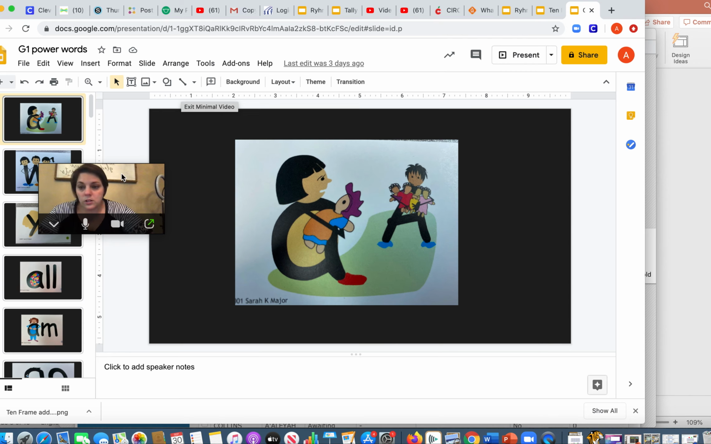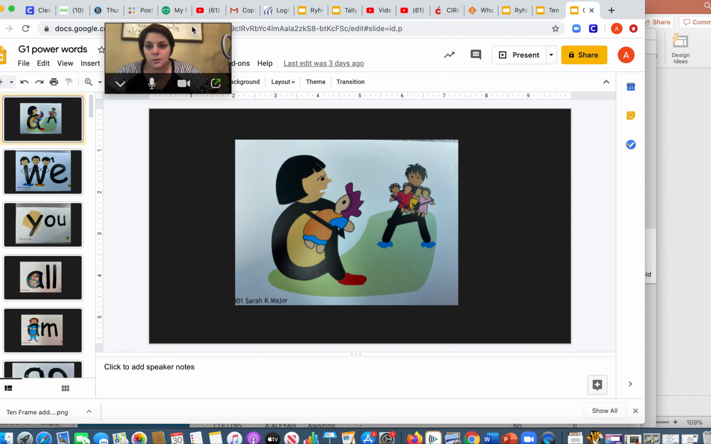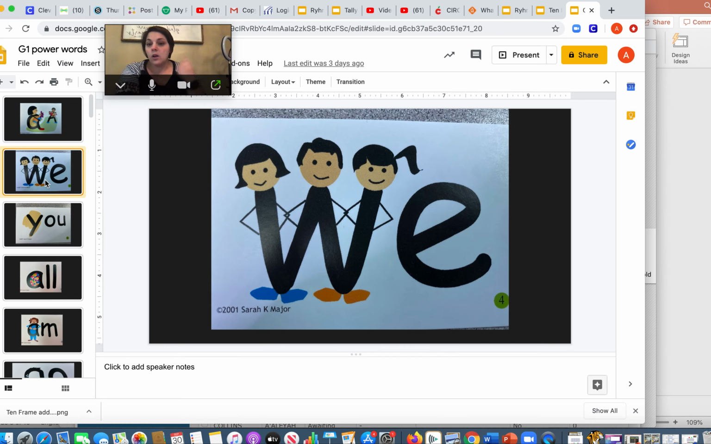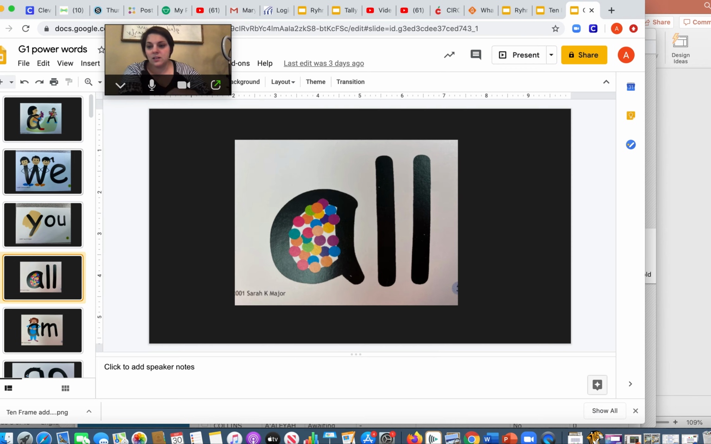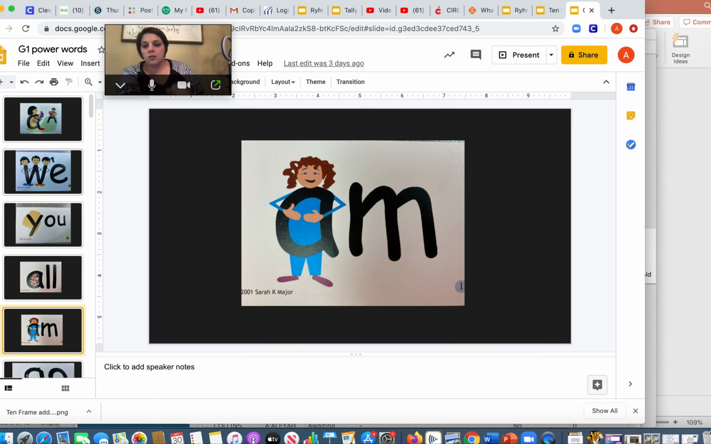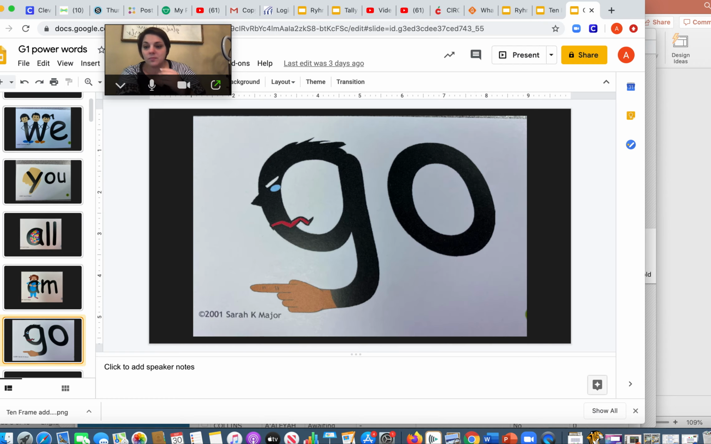All right, let's go into our power word or sight word practice. Are you ready? Here we go. A. I have a doll, but she has 4. We are together. You are so sweet. All, I want them all. Am, I am happy. Am, go, I said go.